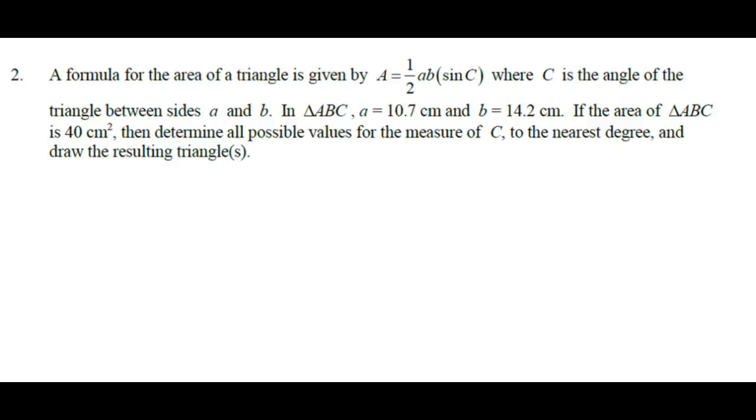A formula for the area of a triangle is given. I think it's called Heron's formula, a guy named Heron, not the bird, is 1/2 ab sine C, where C is the angle of the triangle between sides a and b. In triangle ABC, a is 10.7 centimeters and b is 14.2. If the area of triangle ABC is 40 square centimeters, then determine all possible values for the measure of C to the nearest degree and draw the resulting triangle.